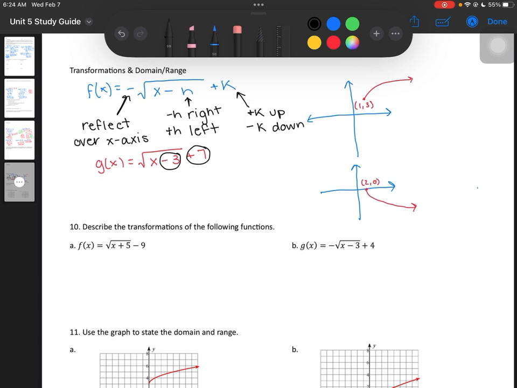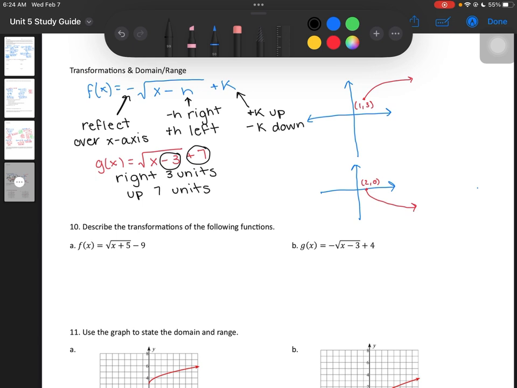So minus 3, it's in the position of minus h, so it's going to go right 3 units. And then that plus 7 is going to move it up 7 units. Okay, and that's all it's asking.